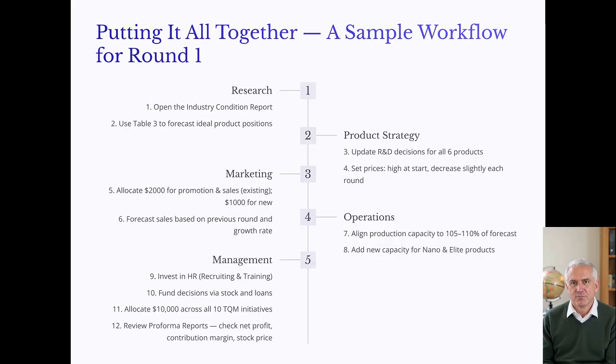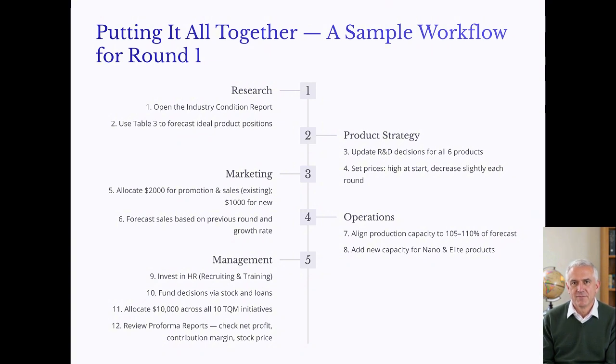Putting it all together, a sample workflow for round 1. 1. Open the Industry Condition Report. 2. Use Table 3 to forecast ideal product positions. 3. Update R&D decisions for all 6 products. 4. Set prices, high at start, decrease slightly each round. 5. Allocate $2,000 for promotion and sales for existing products, $1,000 for new. 6. Forecast sales based on previous round and growth rate.